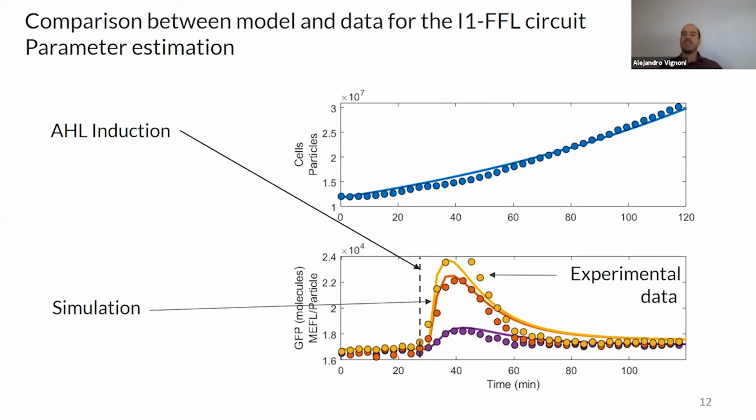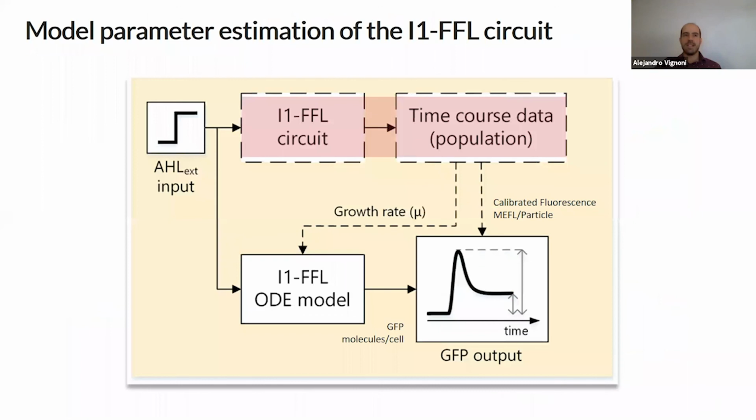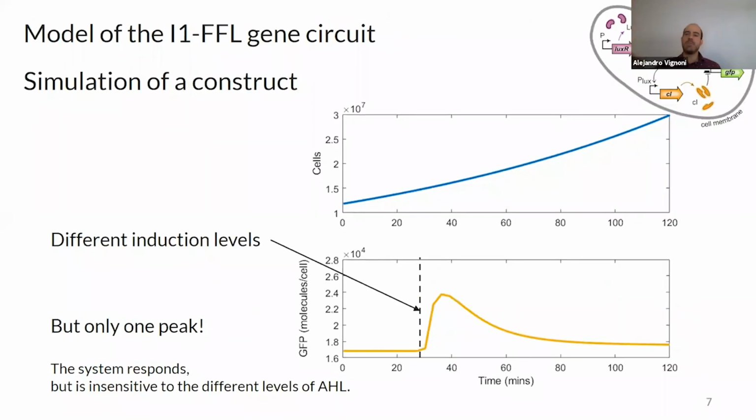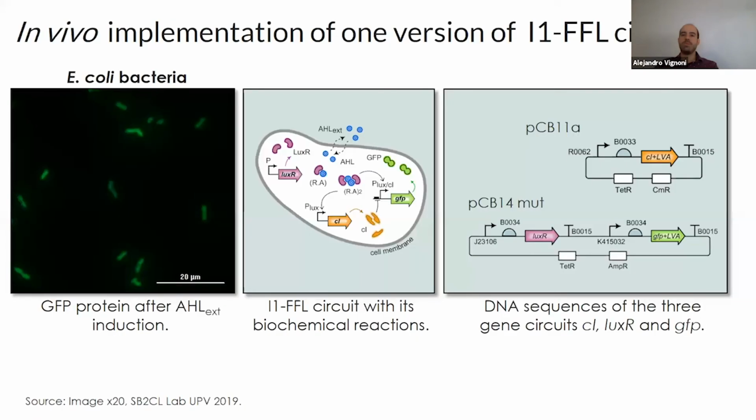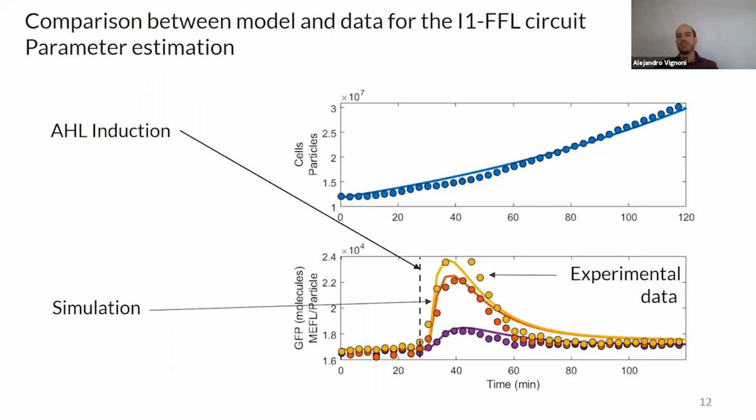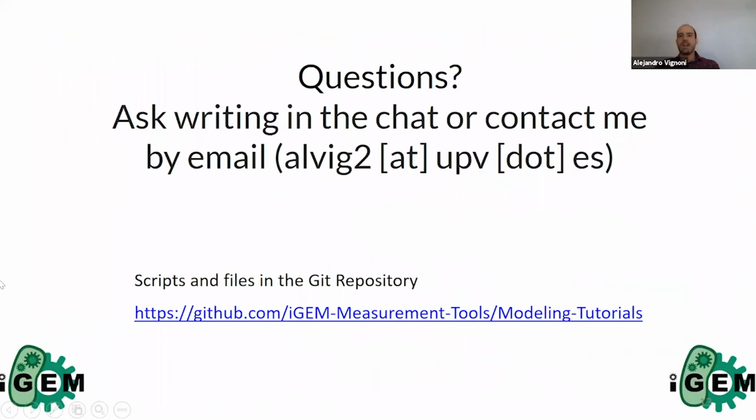Or in this case, for example, the first guess that we had for building the circuit was making the peak, but it was not responding to different levels of the changes in AHL. With the model, we were able to find what change we need to make for the system to work as we expected, responding to the different levels of AHL, okay? So this will be all. If we have any question, let me change to the last slide.